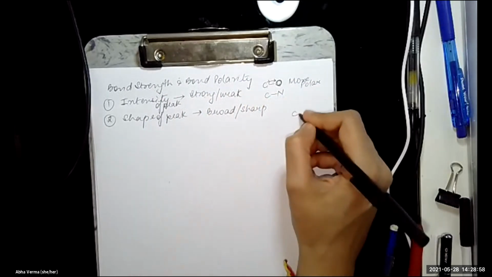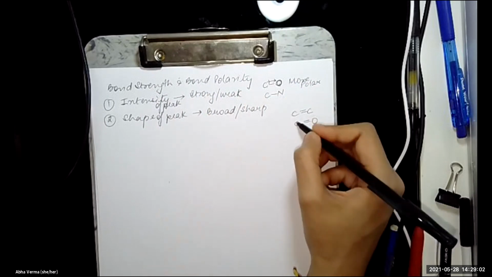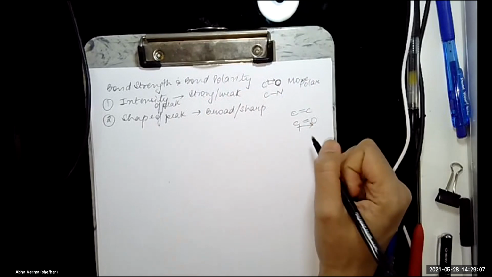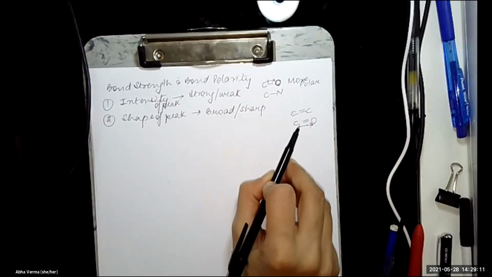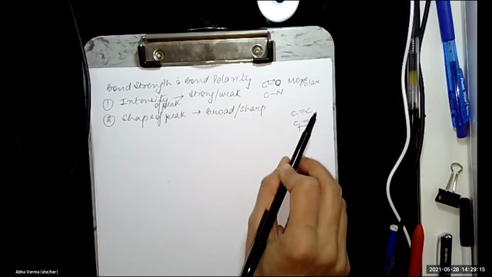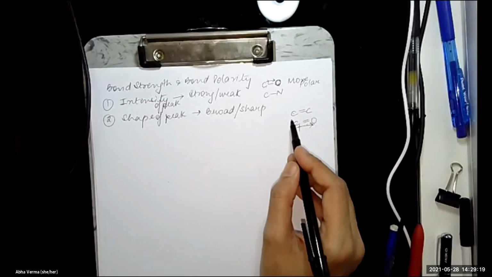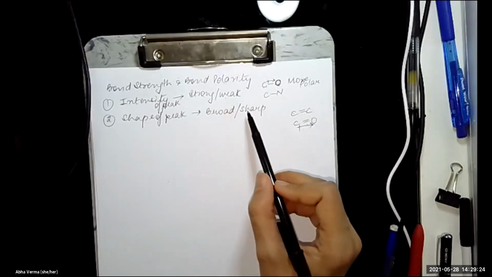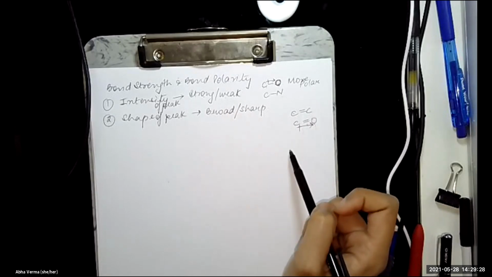So for example, if you have C double bonded C and you have a C double bonded O, who is more polar in the double bond? The C double bond O is more polar, so it will be broader. Whereas in the same region, C double bonded C will be less polar. It is actually non-polar and it will be sharper, with weaker intensity.